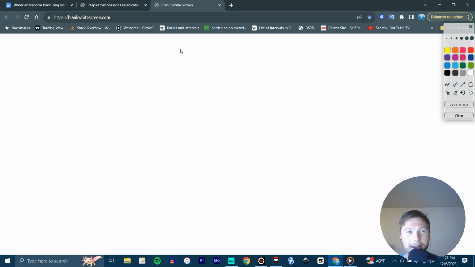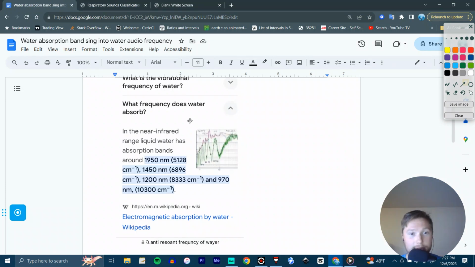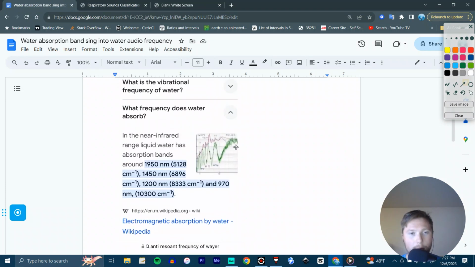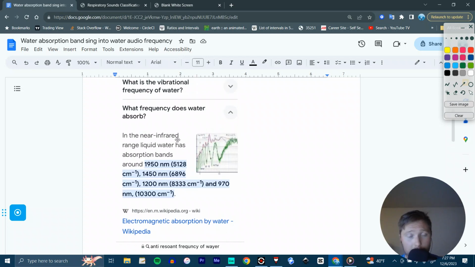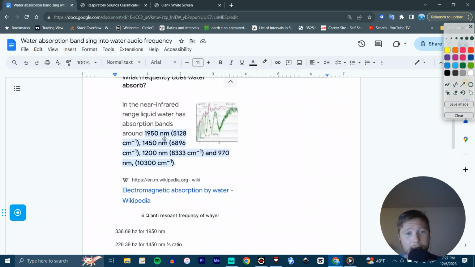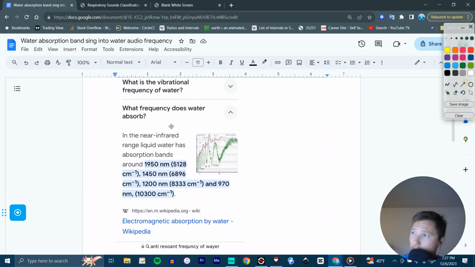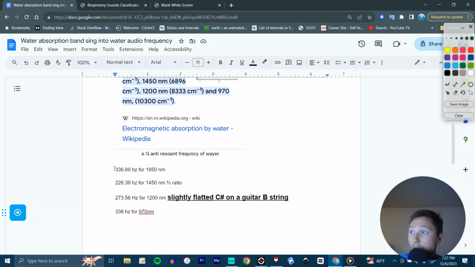What's happening? Revealing some really interesting stuff. So this is: what frequency does water absorb in the near infrared range? At these specific nanometers, these four sets of nanometers: 1950, 1450, 1200, and 970. Those all have wavelengths, and those are all within the megahertz to gigahertz region. Taking that, transposing that several octaves down into the audible region, we get 336.69 hertz for 1950 and so on.